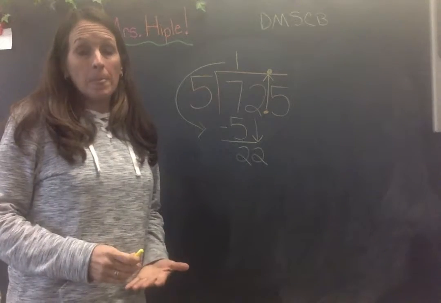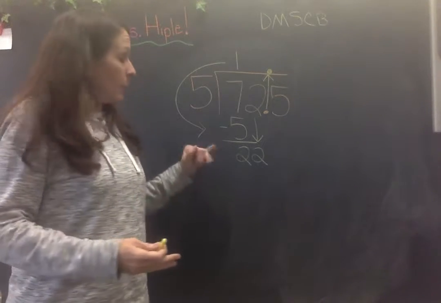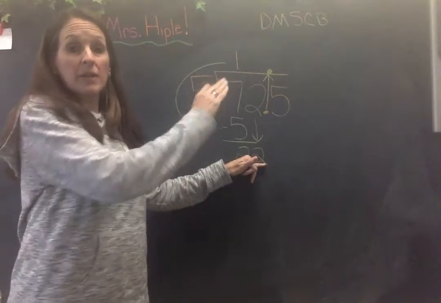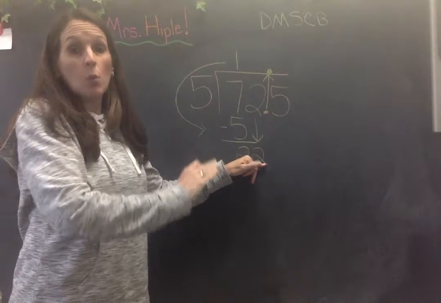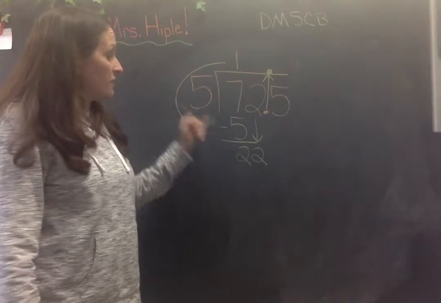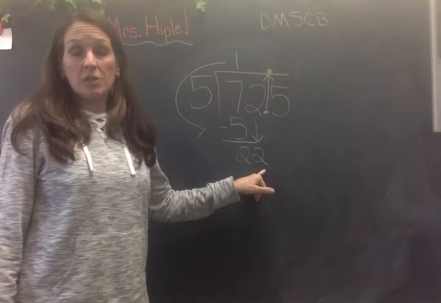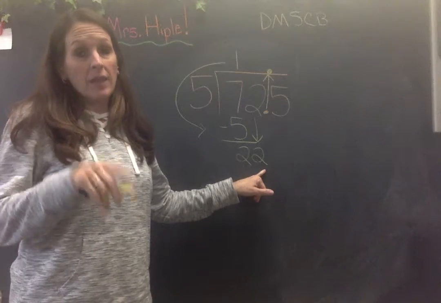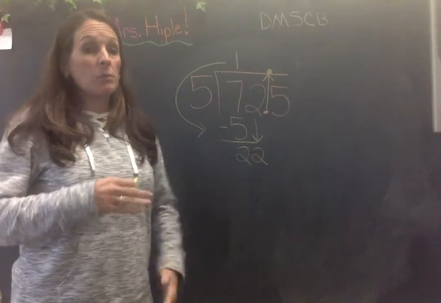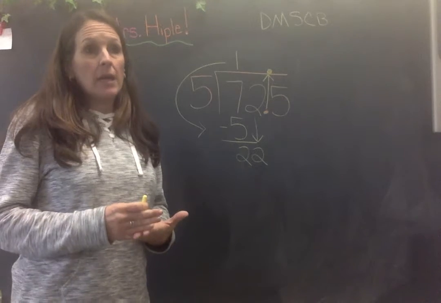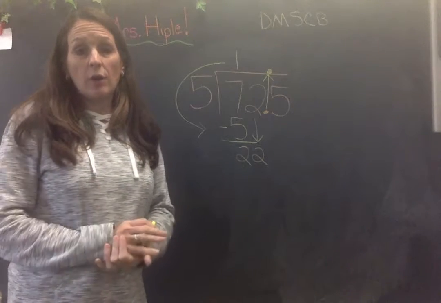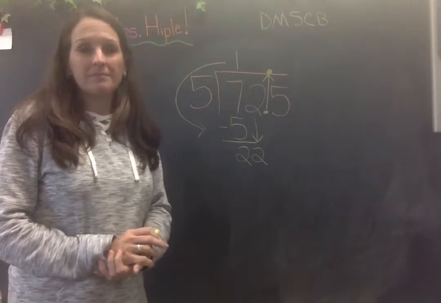So now I'm dividing again, but now remember I'm working from the bottom. My answers still go on the top, but I'm working from the bottom. So does 5 go into 22? And it does. It doesn't go evenly though. Remember, you have to multiply something times 5 and get close to 22 without going over. So what would that be?